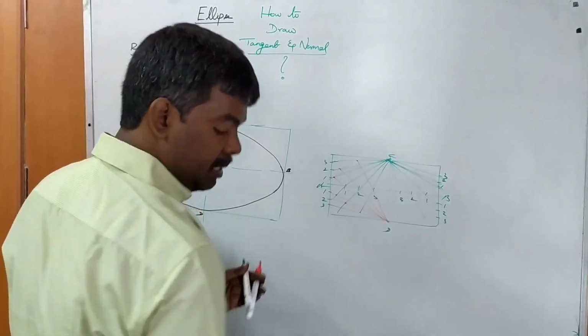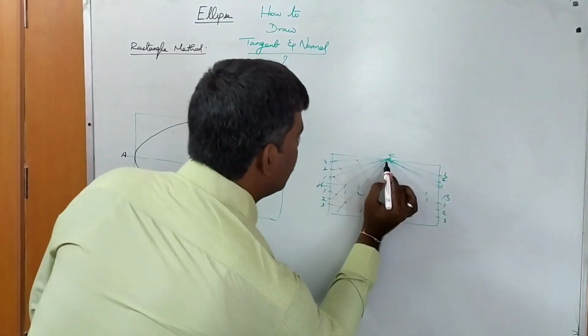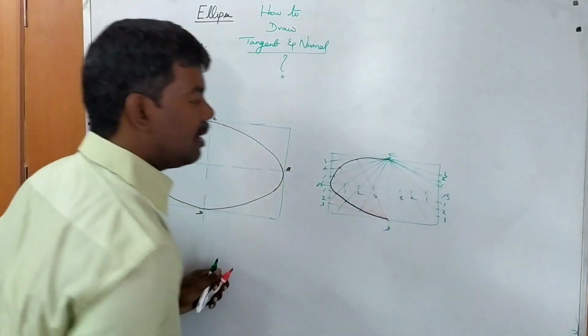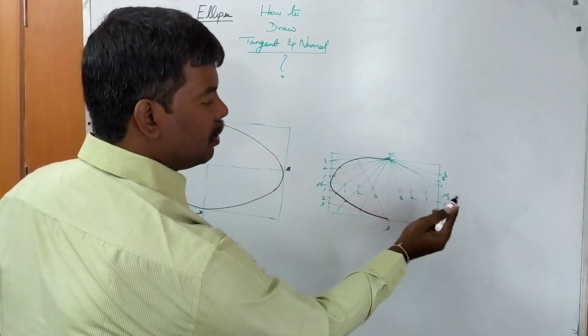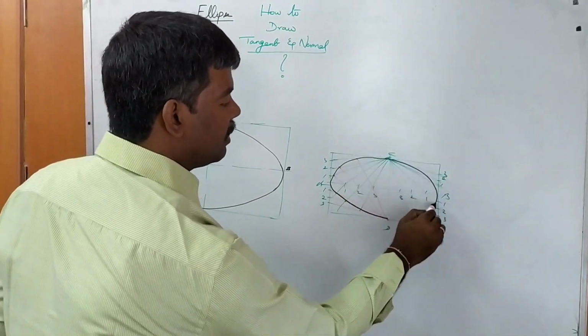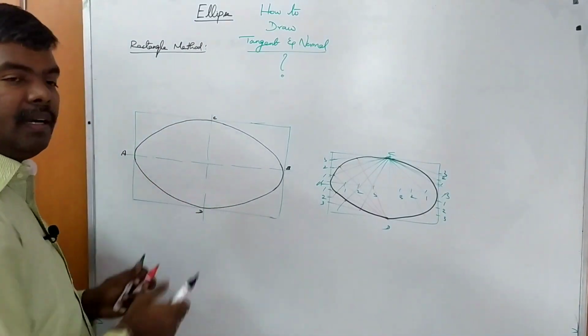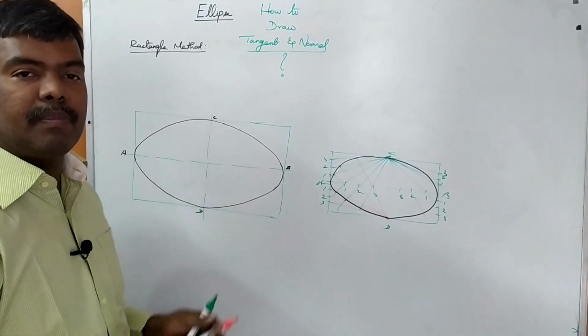So you join all the points, including the major axis. Following a similar procedure on the right side, you complete it. So by using this method you are done, and finally you get the rectangle method of the ellipse.